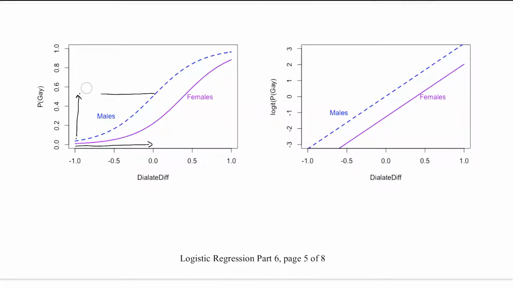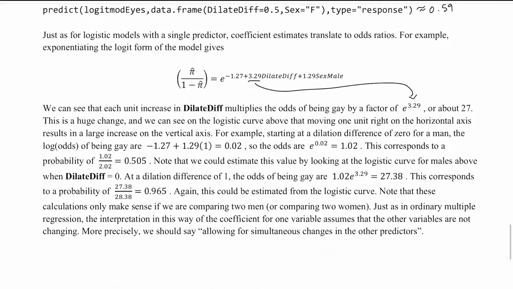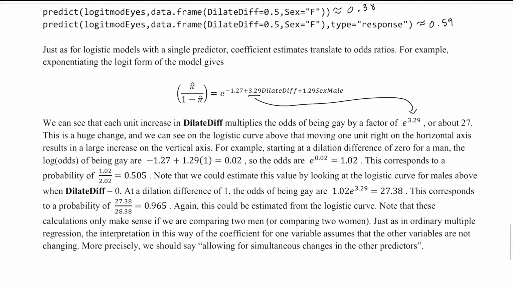And if you notice on this logistic curve here, if we increase our dilate difference by 1, then the amount of increase in the probability of being gay is pretty large. It's basically half of what it could be.